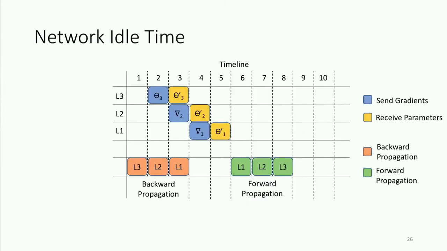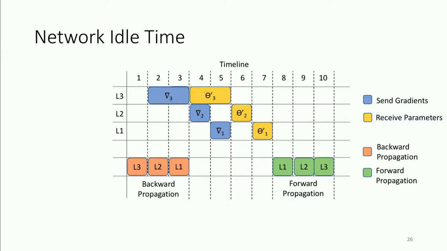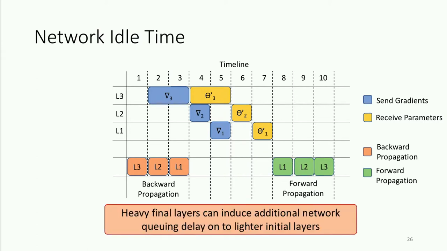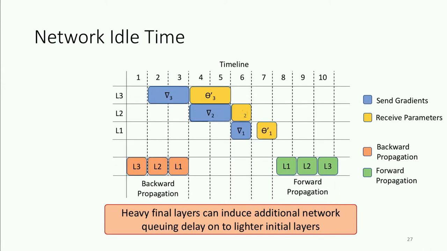As you can see in this timeline graph, during backward propagation, we issue the synchronization for the final layer first, and then progress towards the initial layers. Because it takes too much time to communicate, it can induce additional queuing delay onto the lighter initial layers, and it can further delay the next iteration. So in this example, the last two layers, L3 and L2, take twice as much time to synchronize compared to the lighter initial layer, L1.